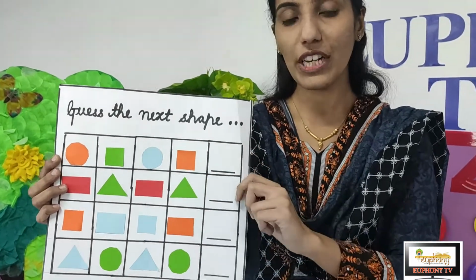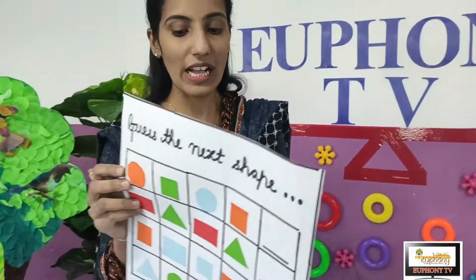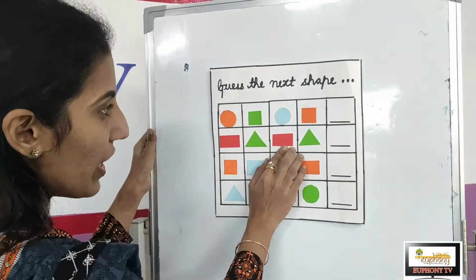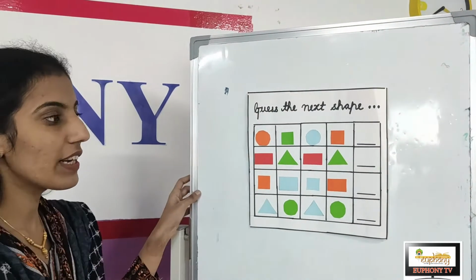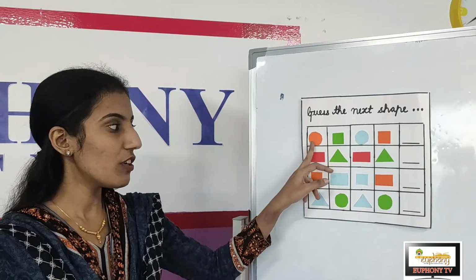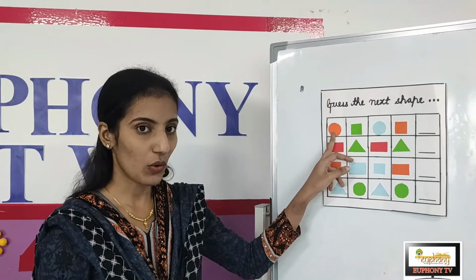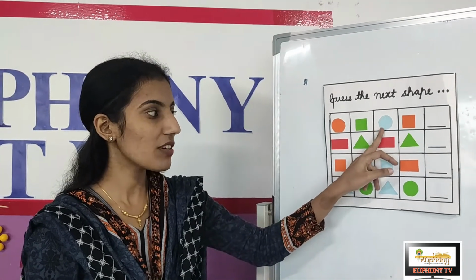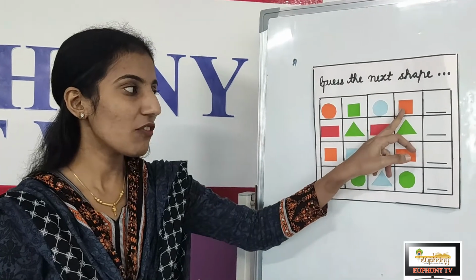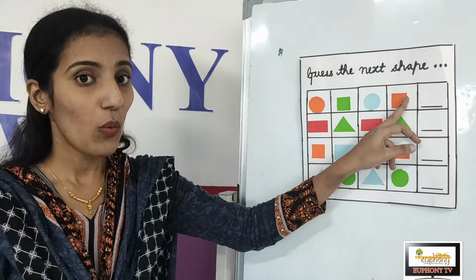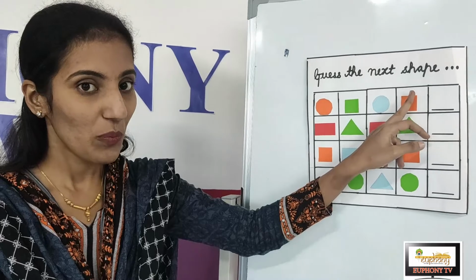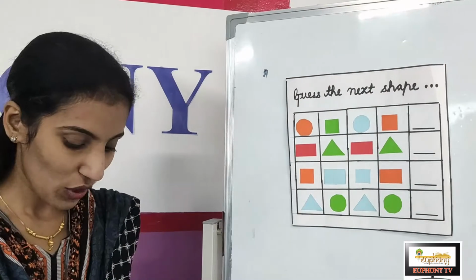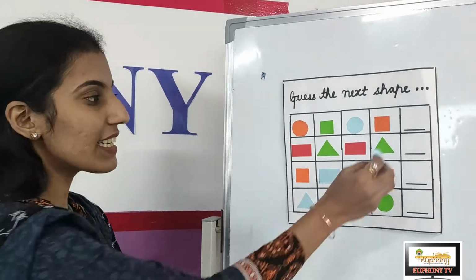Let's see what we need to do with this activity. So I'll just fix it on the board and I'll explain it, okay? So kids, as you can see, the first shape here is of a circle, okay? The next shape is of a square. So again we have a circle shape, then we have a square shape. So can you tell me which shape will come next now? Guess? Okay, so the next shape will be a circle shape.